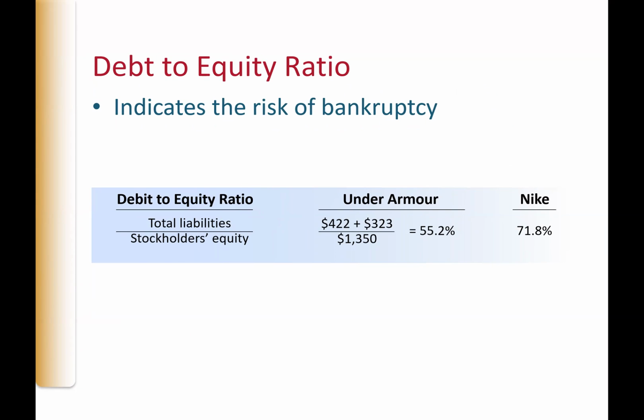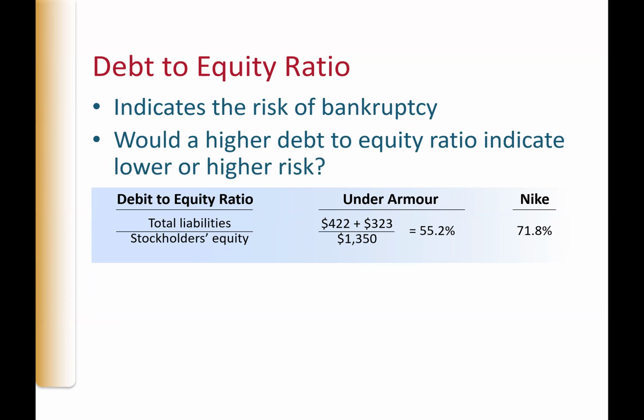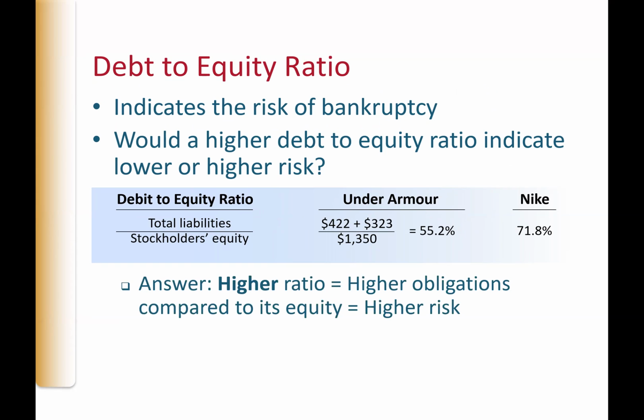Now, in terms of solvency, the liabilities to stockholders' equity, Under Armour sitting at 55%, Nike's at 71.8%. Would a higher debt to equity ratio indicate lower or higher risk? Who wants to take this, guys? Kirsten, what do you think? Who do you think's at greater risk here? I think Nike is, guys. The higher the obligations, the higher the risk. Okay. So a 71.8 debt to equity is a little scarier than Under Armour's 55.2. I shouldn't use the word scarier, has higher risk. Okay.